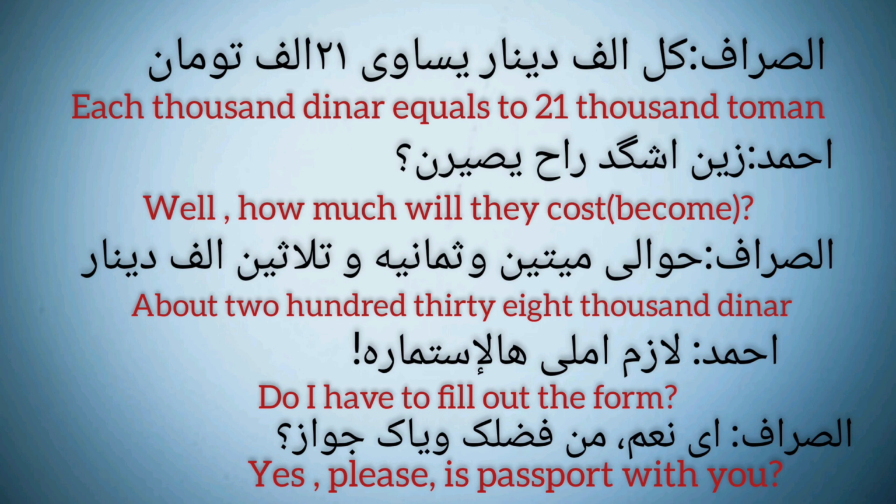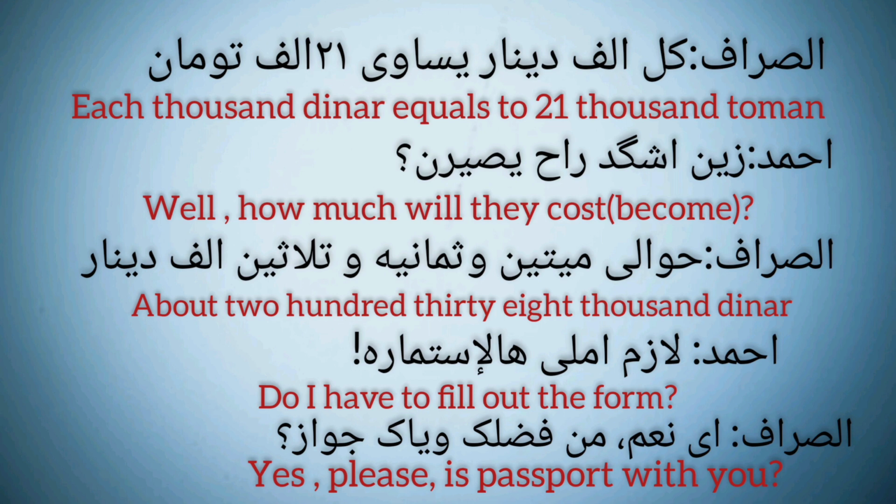زين شكد راح يصيران؟ Well, how much will they cost? زين means well or good. And إشكد means how much. And راح is basically the word that makes the sentence or verb future. It's a future word. راح يصيران means will they cost. And يصيران literally means become, but in this context, we have to translate it as cost. How much will they cost?